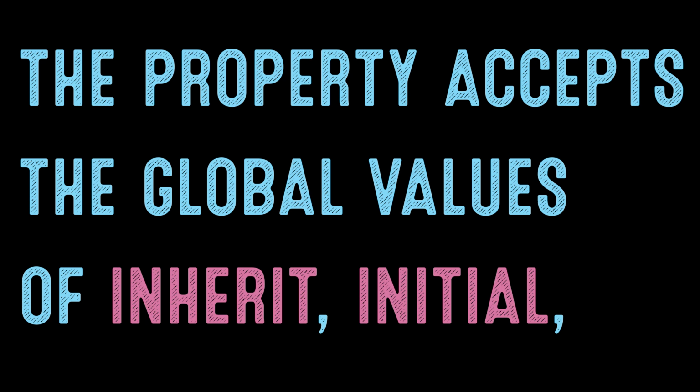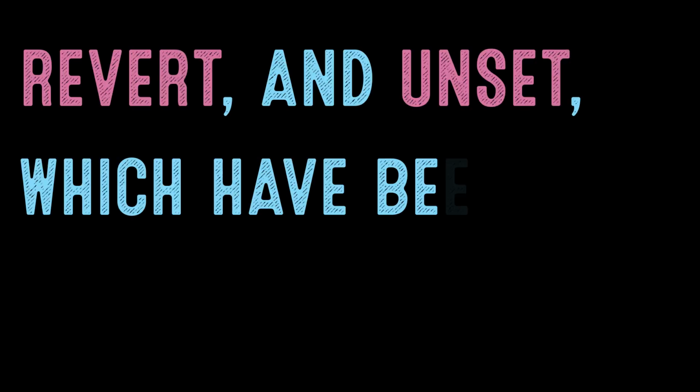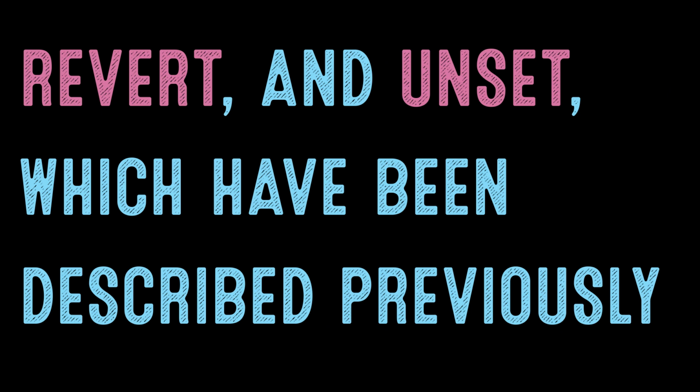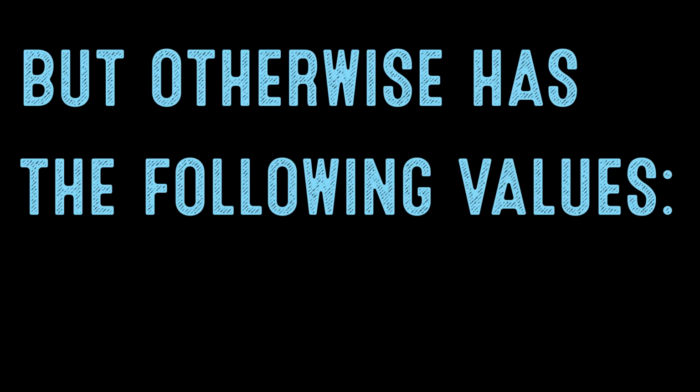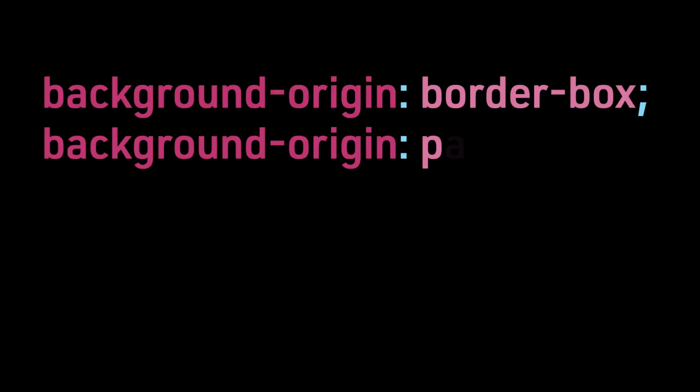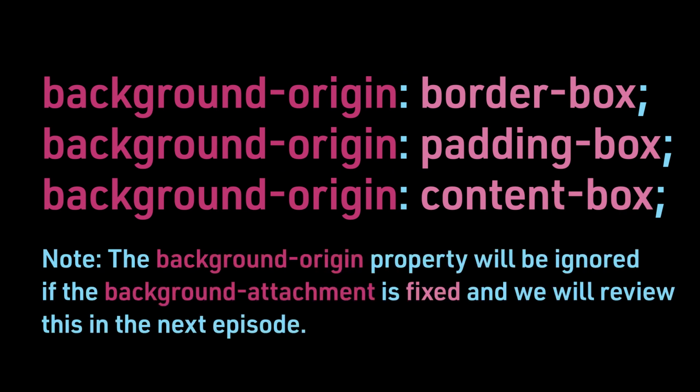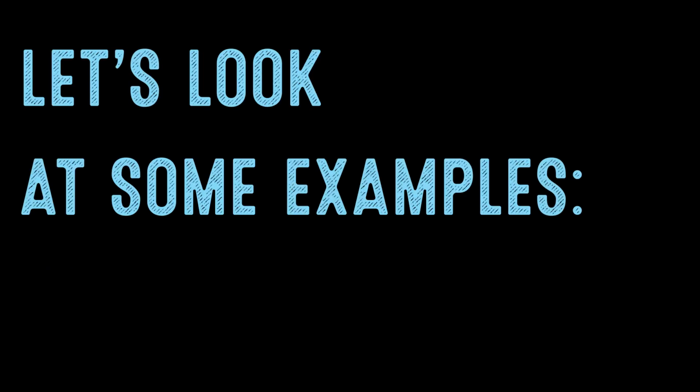The property accepts the global values of inherit, initial, revert, and unset, which have been described previously, but otherwise has the following values: background origin, border box, background origin, padding box, and background origin, content box. Note: the background origin property will be ignored if the background attachment is fixed, and we will review this in the next episode. Let's look at some examples.